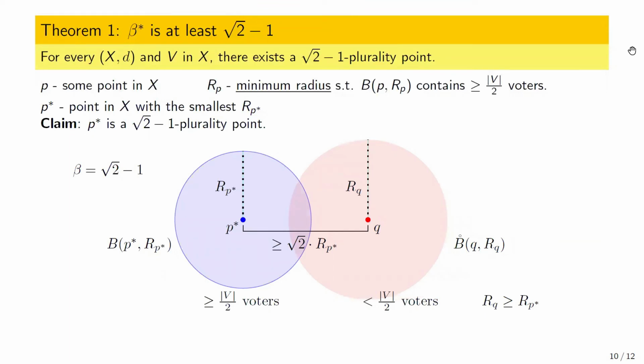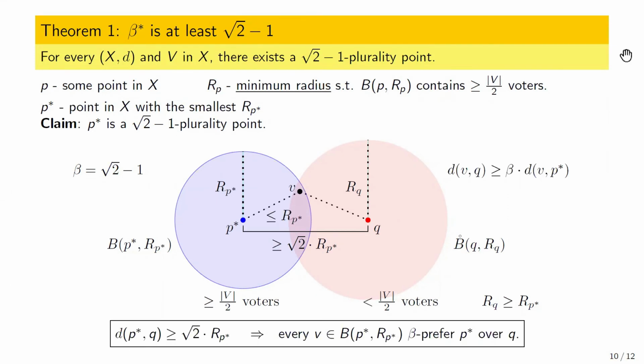Otherwise, we have two cases. First, assume that the distance between P star and Q is at least square root 2 times Rp star. So this is the case where Q is far enough from P star. In this case, we can show, using triangle inequality arguments, that every voter from the ball around P star is close enough to P star and far enough from Q. So it will prefer P star over Q.